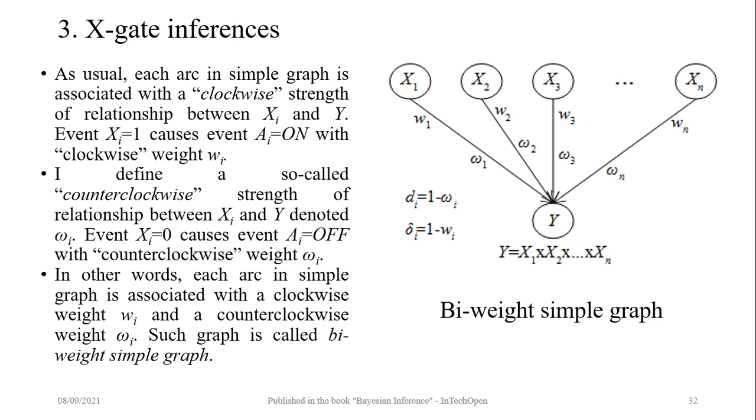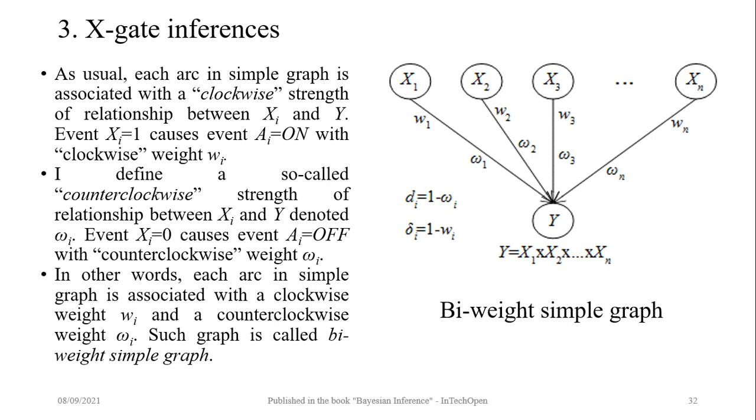As you know, each arc in a simple graph is associated with a clockwise strand of relationship between Si and Y. Event Si1 causes event Ai on with clockwise weight wi. I define a so-called counterclockwise strand of relationship between Si and Ai, denoted omega i. Event Si0 causes event Ai off with counterclockwise weight omega i.